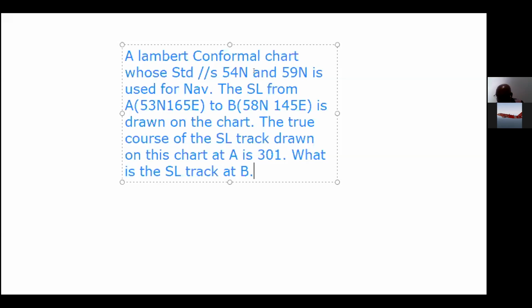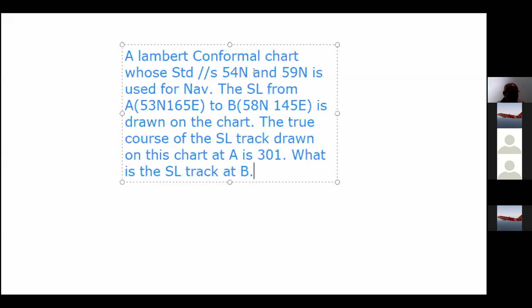How much is it? I haven't done it, sir. Yeah, I know. But the idea of asking you is to tell you to do it. So does it mean you're coming from B to A, the straight line from B to A? From A to B. We know that on the chart for A it is 301. So the course of the straight line on this chart at A is 301. That means it's going northwestward.